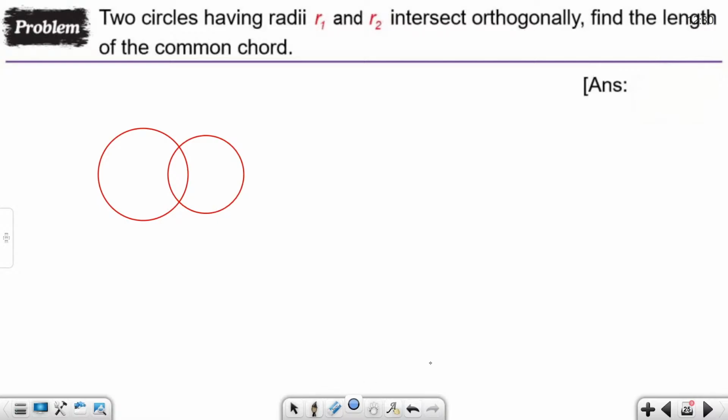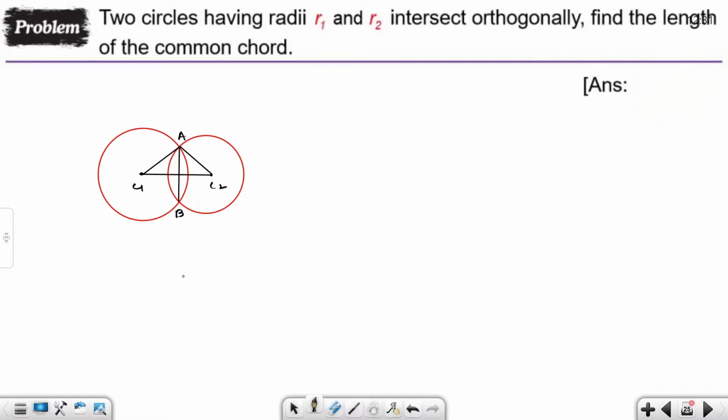Okay. So I have to find out the length of this common chord. This is the common chord, so I have to find out this length. Let me do one thing. These are my two centers of the first circle and the second circle. This is C1, this is C2. Let me join the centers with the points of intersection, and let me join these two centers. Now we have to find out the length of the common chord AB.